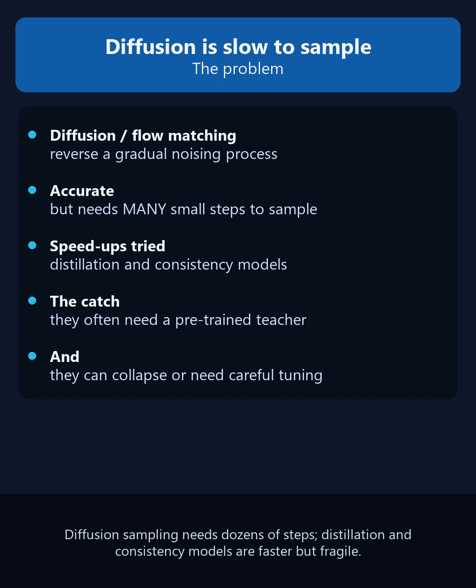Start with the pain. Diffusion and flow matching models learn to turn noise into data by reversing a gradual noising process. That reversal is accurate, but it needs many small steps at generation time, which is expensive and slow. People try to speed it up with distillation and consistency models, squeezing many steps into one or two. But those methods are fragile. They often need a pre-trained teacher, careful tuning, and can collapse during training. We wanted quality and speed without the instability.